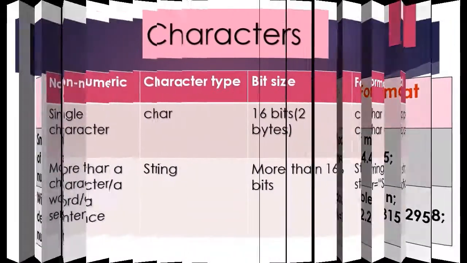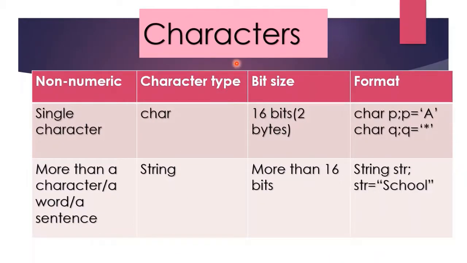Now, character type. Under character type, we again have two kinds of data types, char and string. Char is a data type that occupies 2 bytes of memory, and string occupies more than 2 bytes. Any word, sentence, or paragraph is considered a string. There is no limit, you can include as much as you want in a string.